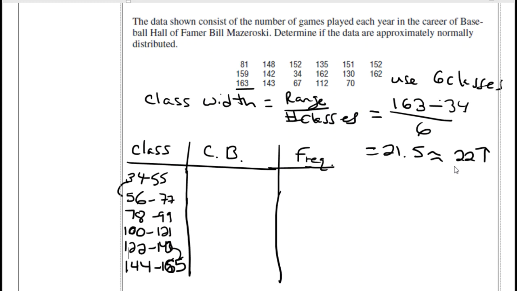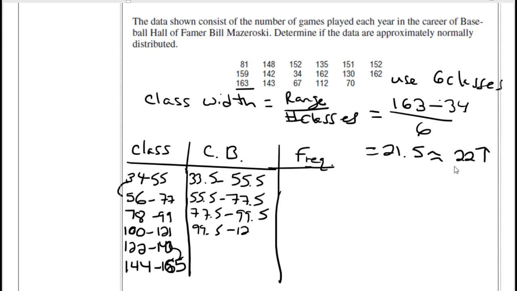So we're going to use the 0.5 rule. Take away 0.5 from 34, so that's 33.5. Add 0.5 to 55, so we got 55.5. Take away from 56, 55.5, and then 77.5. Take away from 78, and add to 99. All right, remember the reason why we do our class boundaries is because we need them for our histogram so that the bars can overlap.